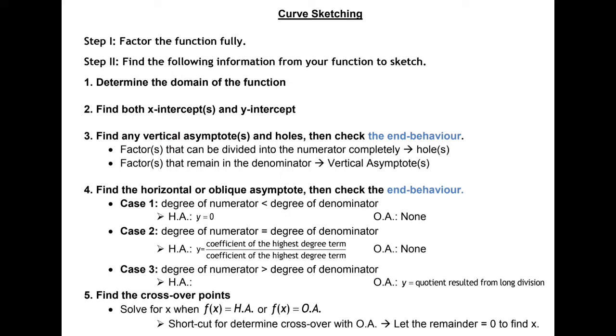Fourth, find the horizontal and the oblique asymptote. Then we check the end behaviors on either the horizontal or the oblique asymptote. Fifth, find the crossover points. Those are the points where the function goes through either the horizontal asymptote or the oblique asymptote.